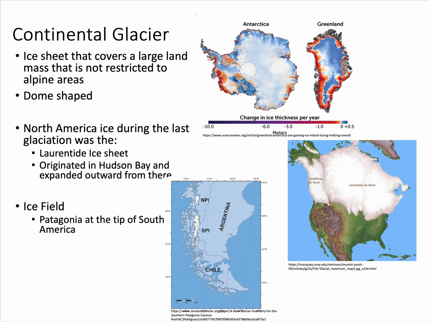Continental glaciers are glacial masses that cover large volumes of a continent or the entire continent. So think of Antarctica being entirely covered. Greenland is an island. It's not a continent, but the size of the ice on Greenland will give it the definition of a continental glacier because of the nature of its shape. It's not restricted to alpine areas, it's covering an entire and large landmass. So those are our two big continental glaciers that are in residence on our planet right now.